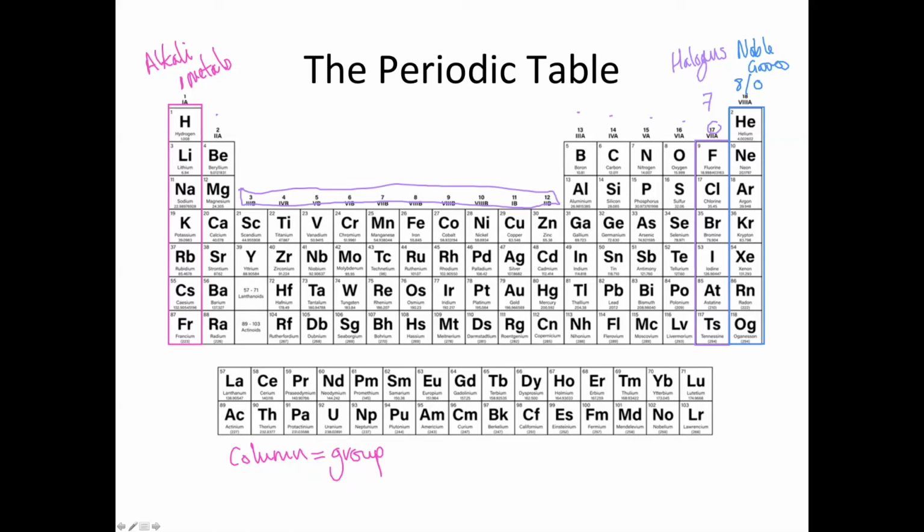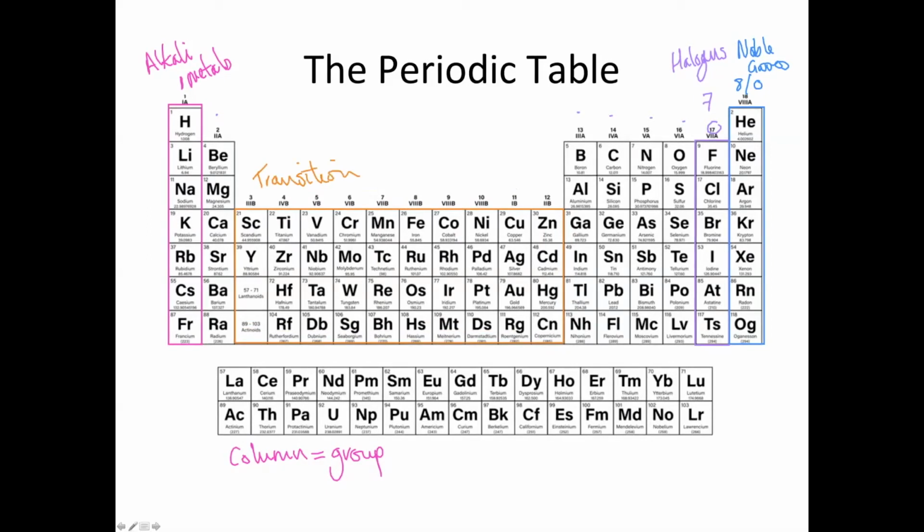The last group that we're going to look at doesn't have a number, it only has a name, and it's this group here, this lower block. And this group is known as the transition metals.